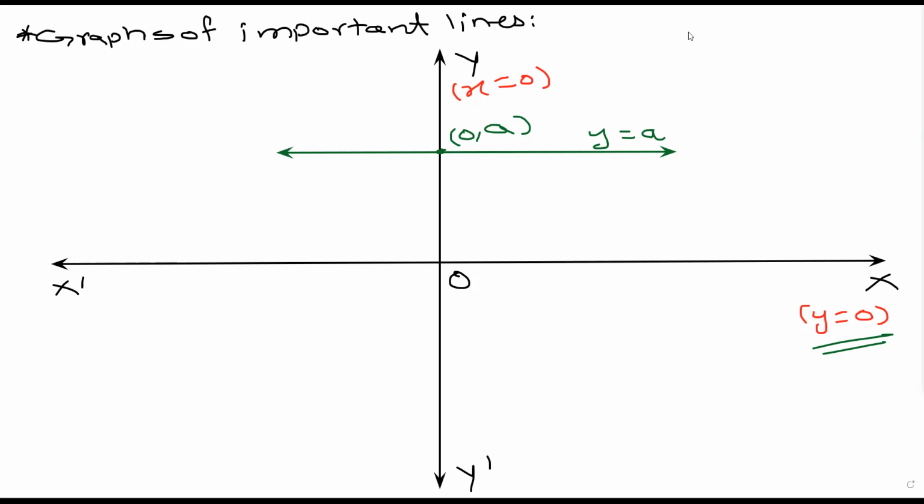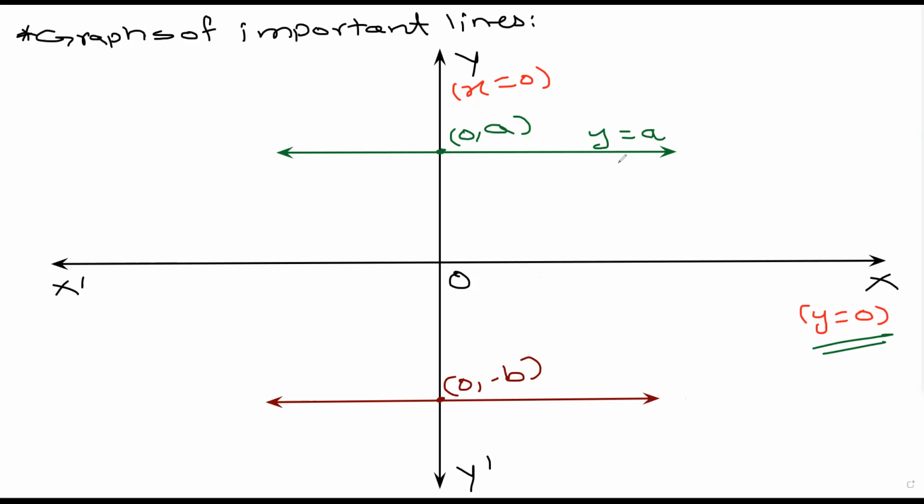Similarly, let us say we draw one more line which is parallel to the x-axis, somewhere below it. Okay, not on the above side, below. So let us say this point is now 0 comma minus b. Why minus b? Because it is on the negative side of the y-axis. Okay, are you getting my point?